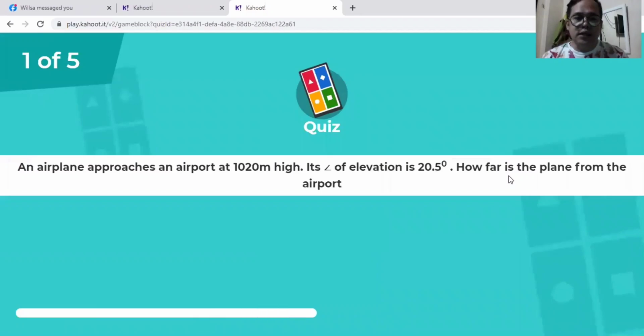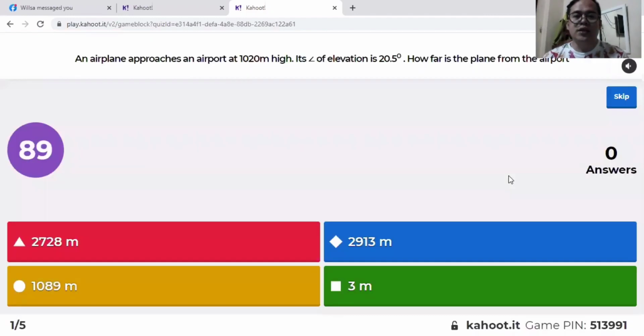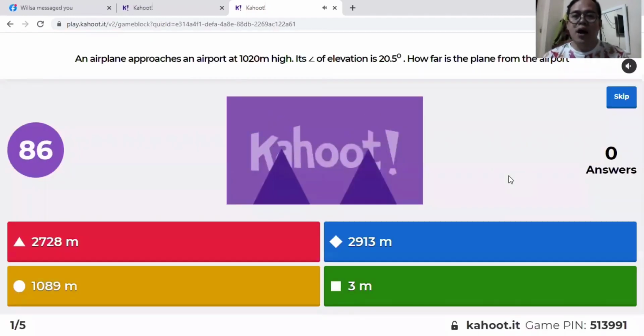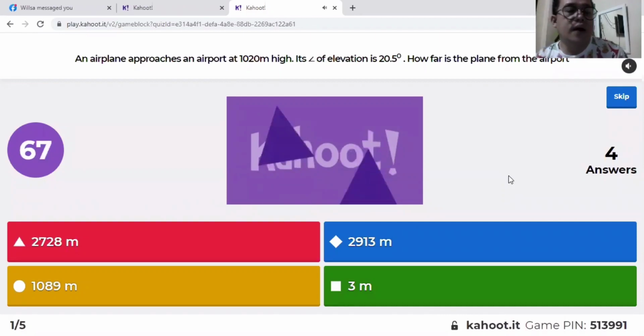An airplane approaches an airport at 1,020 meters high. Its angle of elevation is 20.5 degrees. How far is the plane from the airport? All right, you have 1 minute left. You still have 1 minute to answer. Remember your trigonometric functions, the angle of elevation and the angle of depression.